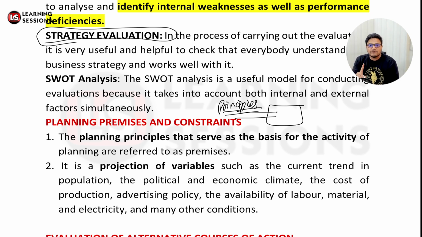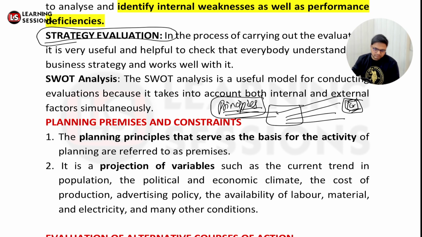And further, it is a projection of variables, that is, different variables related to what I want to achieve. Let's say I want to be rich by 1 crore. That's one of my premises. Now, by what manner I'll be achieving it, that will be the principles. And the amount I want to achieve, that's one of my premises. So it is a projection of variables, right?